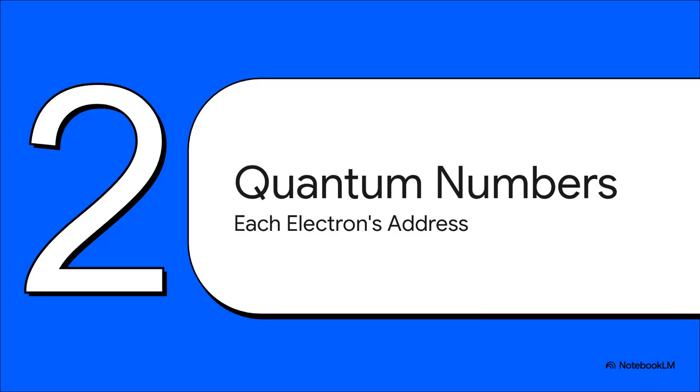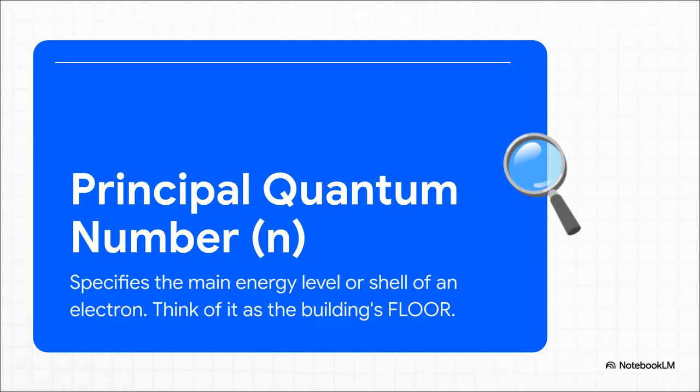Okay, so how do we pinpoint an electron's exact location in this massive building? Well, we use a set of 4 quantum numbers. You should just think of these as a unique mailing address for every single electron tenant. And here's the key. No 2 electrons can have the exact same address. First up, we have n, the principal quantum number. This one's the easy one. It's just the floor number. Is it on floor 1, floor 2, floor 3? It tells us the main energy level of the electron.